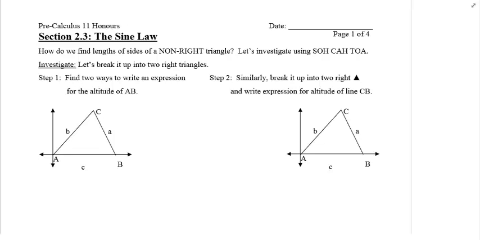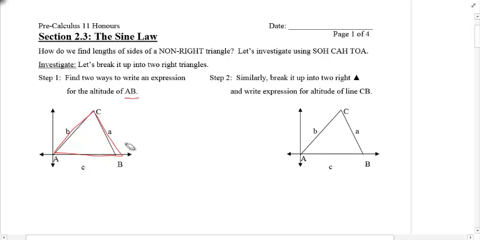So, if you're thinking back to grade 10, you learned how to deal with right angle triangles. The question now is, how do you find lengths and missing angles of non-right triangles? Well, I've given you a non-right triangle here. It's triangle ABC, and I'm going to ask us to try to find different ways of writing an expression for the altitude of AB.